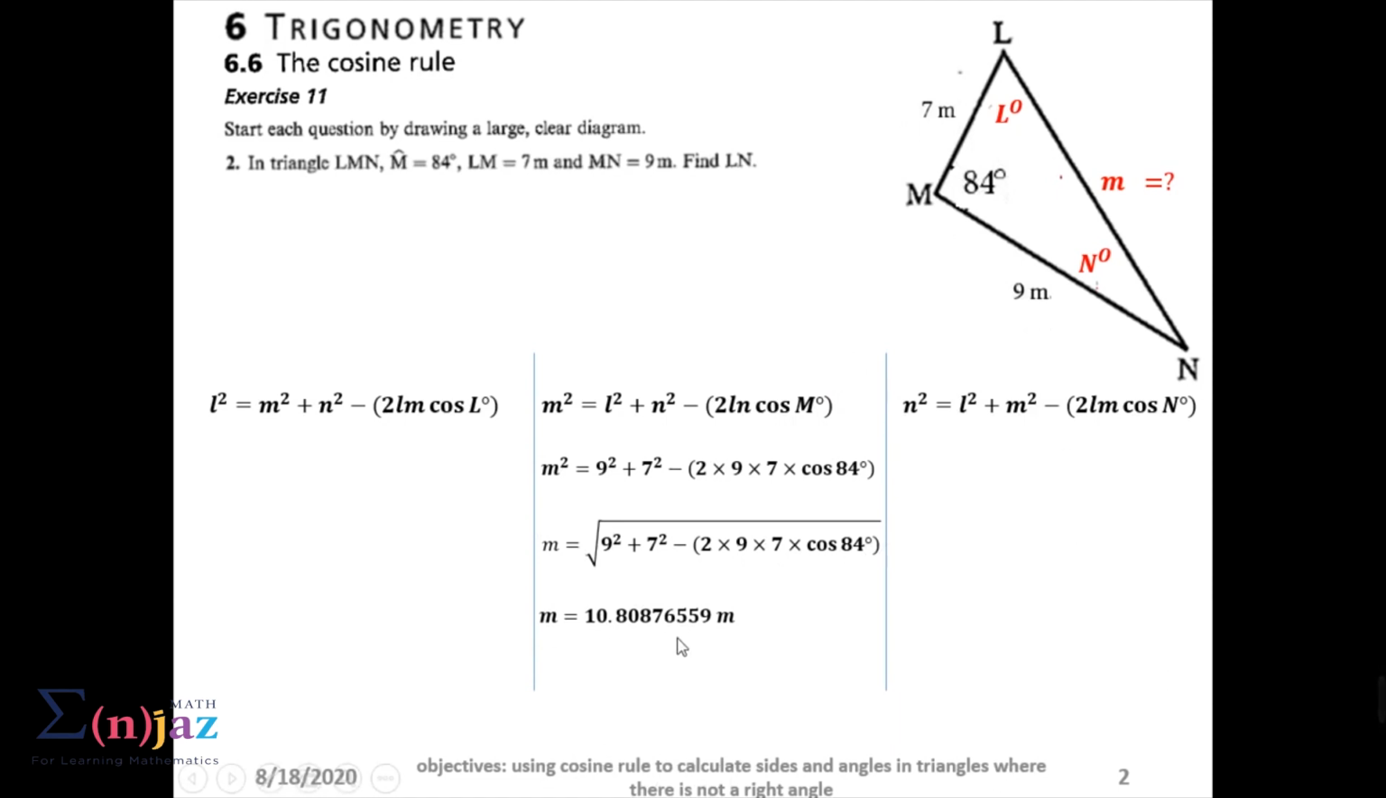Now, we need to put this answer correct to three significant figures. We always start from the left. 1 is the first figure, 0 is the second, 8 is the third, 8 after the decimal. Look at the right of the 8. I have a 0. 0 is less than 5, so it's not going to bring my 8 up. So the final answer will be 10.8 meter, and this is correct to three significant figures.